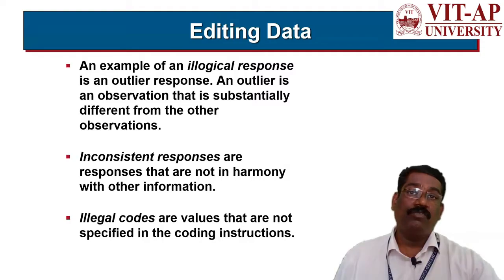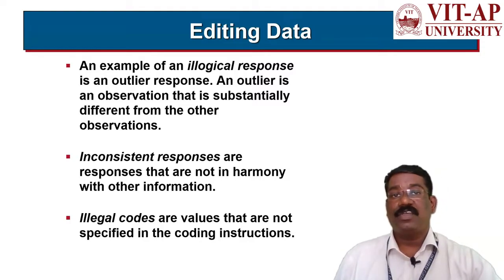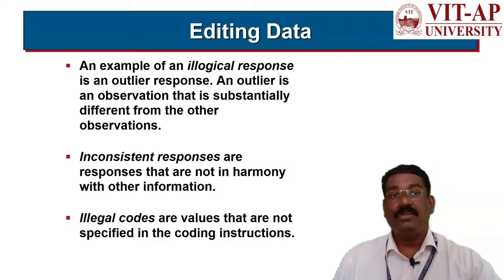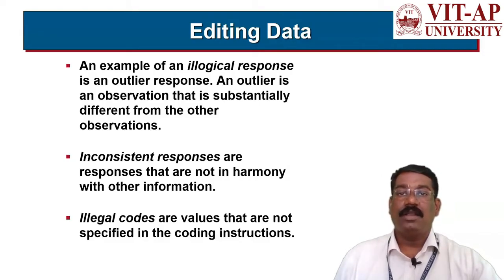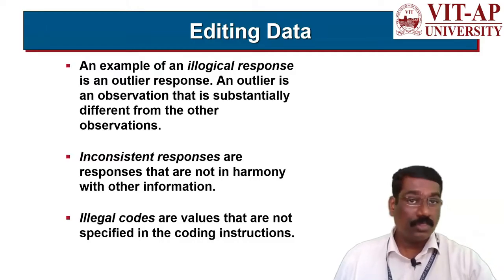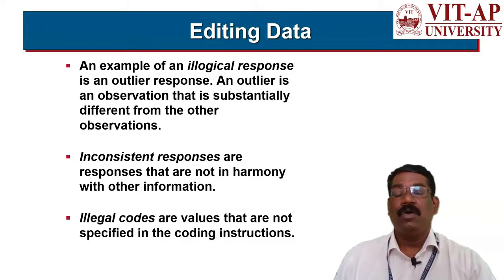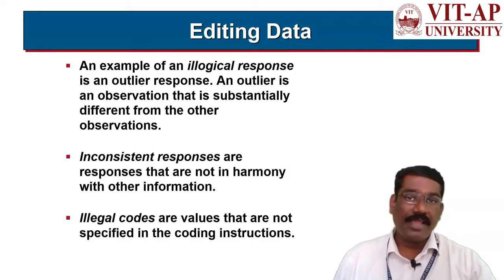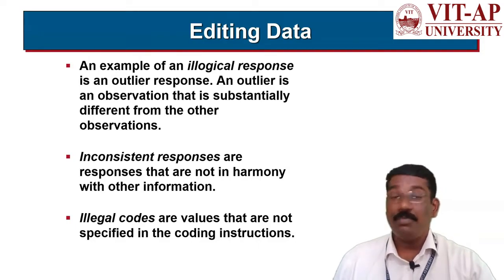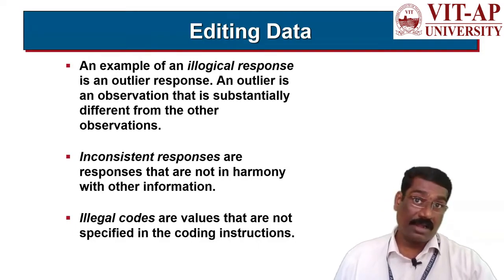An example of illogical response is an outlier response. An outlier is an observation that is substantially different from the other observations. An outlier is not always an error, even though data errors are a likely source of outliers. Because outliers have a large impact on the research results, they should be investigated carefully to make sure that they are correct.